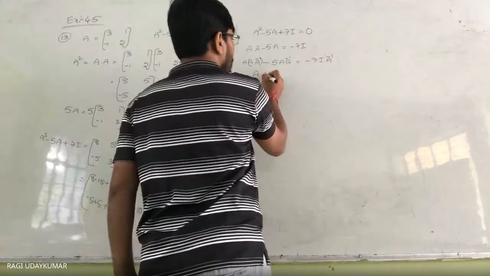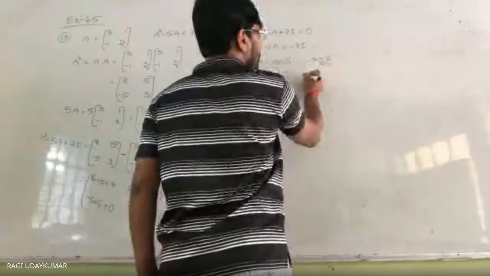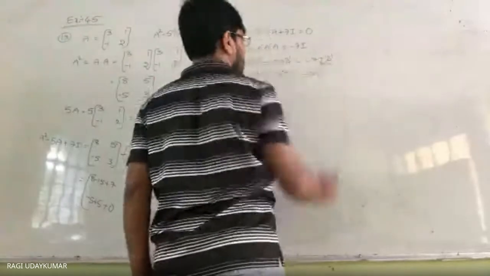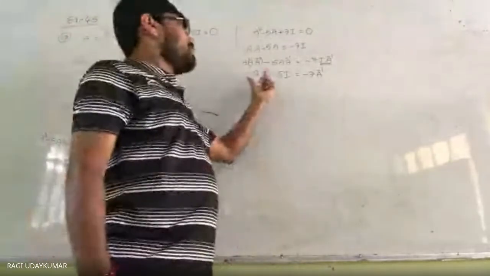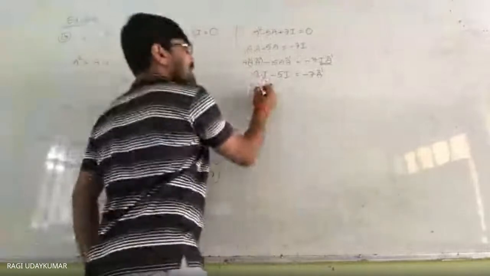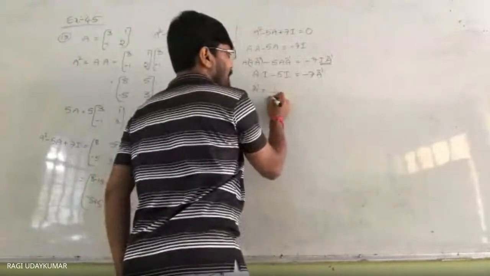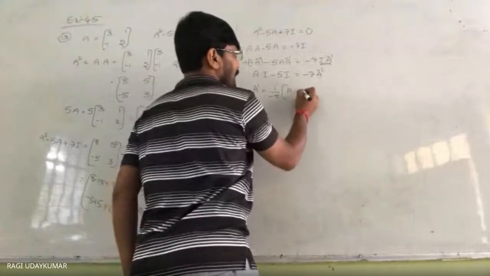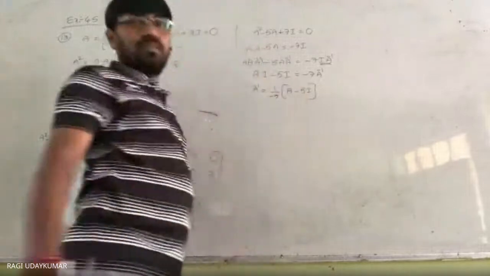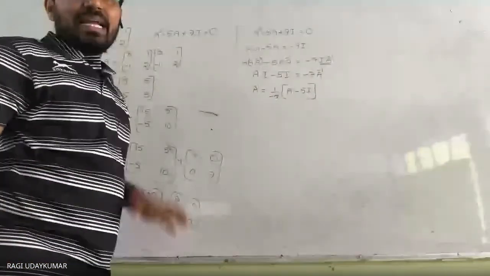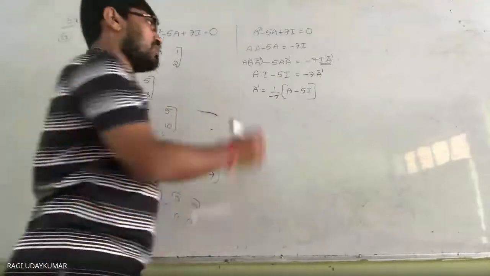A into I minus 5 into I is equal to, multiplying these two, minus 7 into A inverse. So if you want A inverse, A inverse is equal to 1 by minus 7 into A minus 5I. A into I is A only. So if you find A minus 5I and 1 by 7, you are going to get it.